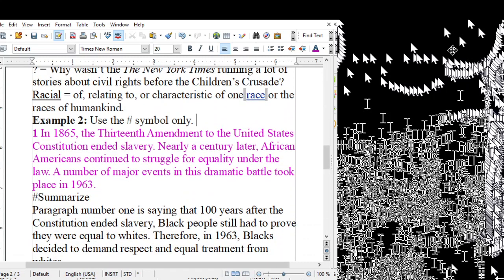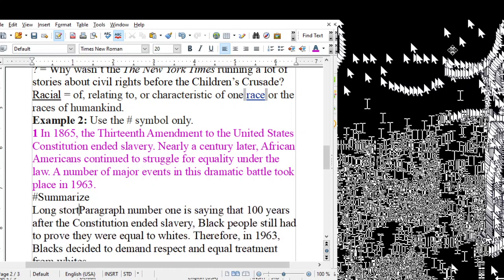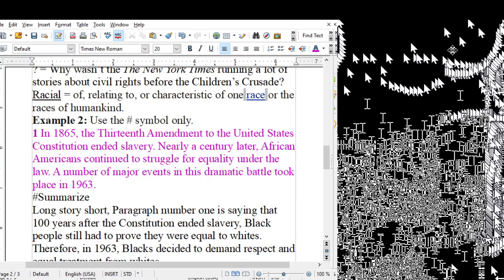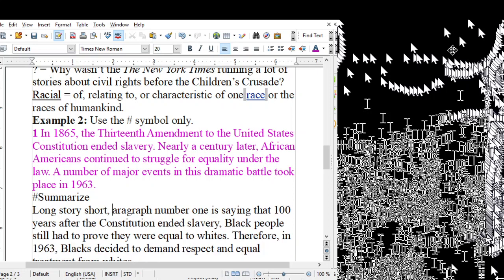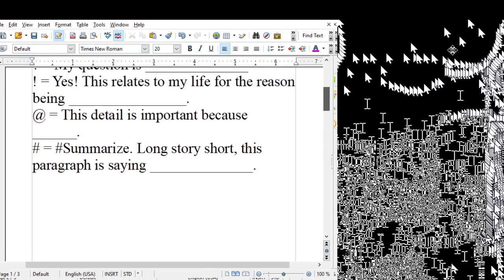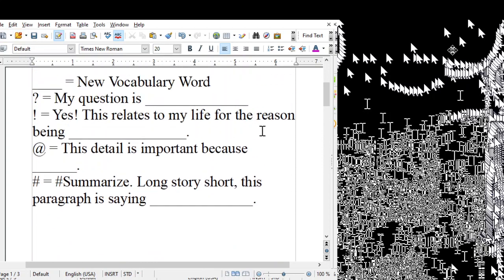So let's do that. Let's follow the example. Long story short, I'm getting this from up here. I actually gave you sentence stems, how you can start your conversation with your text.